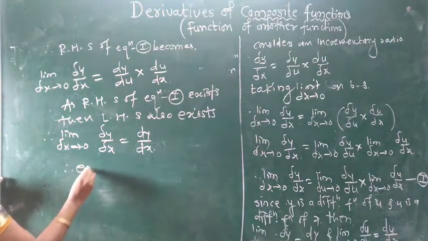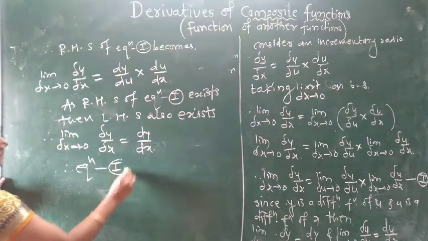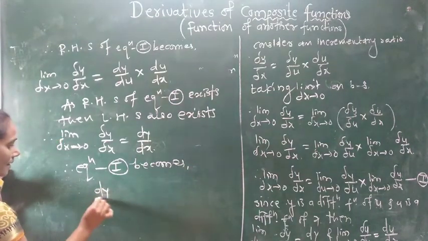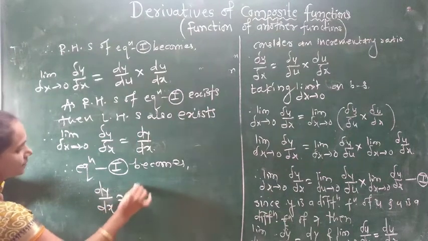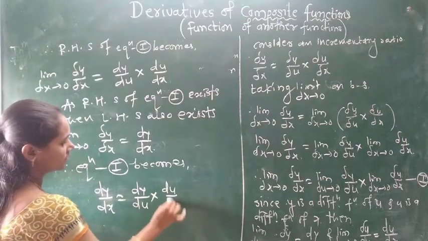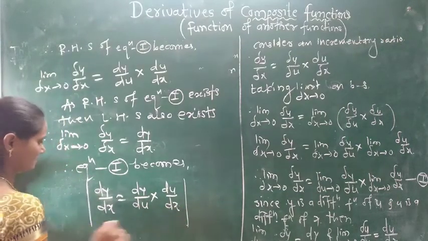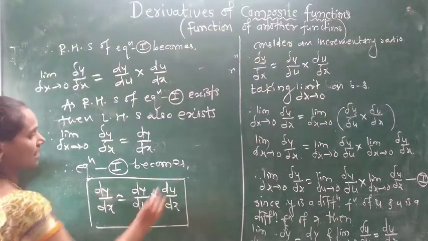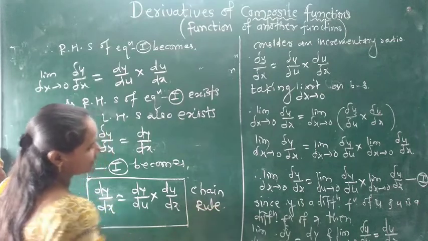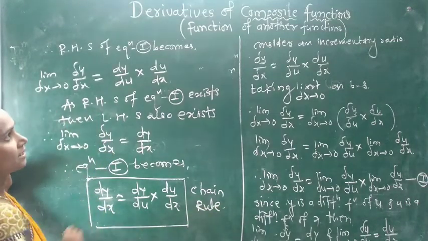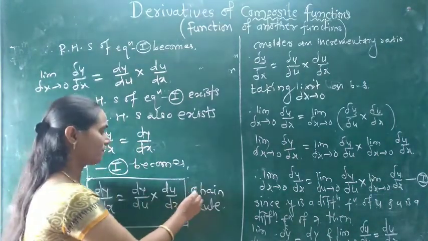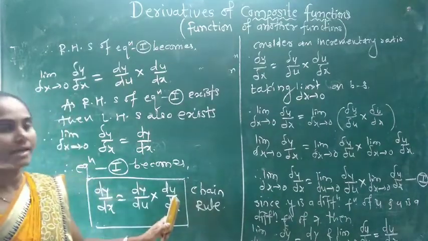So equation first becomes dy upon dx is equal to dy upon du into du upon dx. This is also known as the chain rule. In exam, this theorem is very important, which is asking for 3 marks, or it is asking for 4 marks if this is an example.